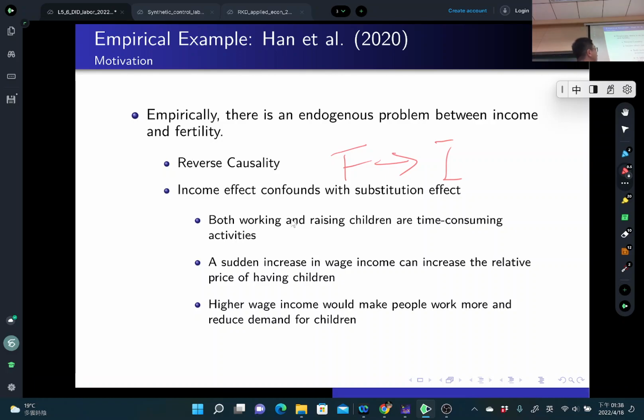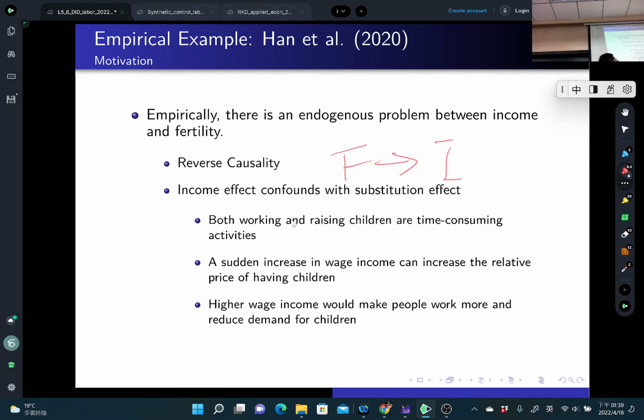And more important, the income effect might be confounded with the substitution effect. If you use wage income as an income source, you might have this problem, because both working and raising children are time consuming, and everyone just has 24 hours. If you work, you cannot have children, and if you have children, it's also hard to find the time to work. So they kind of substitute. So this substitution effect might be confounded with the income effect.